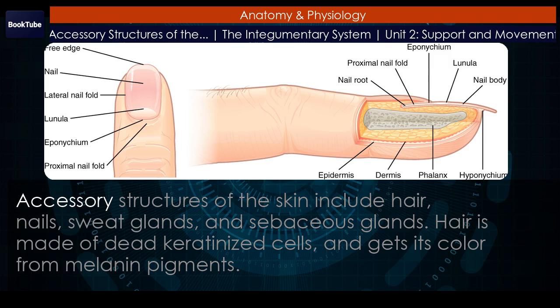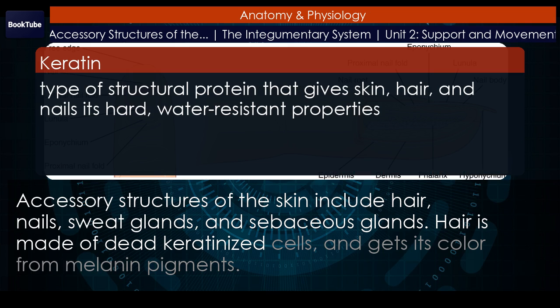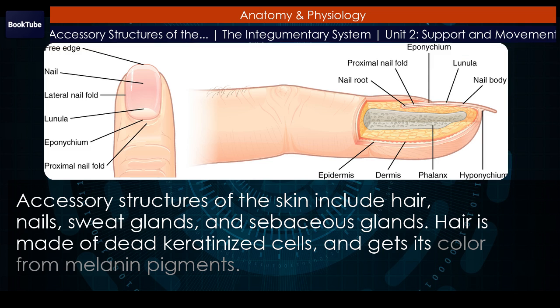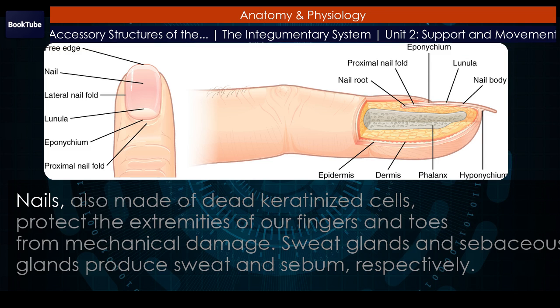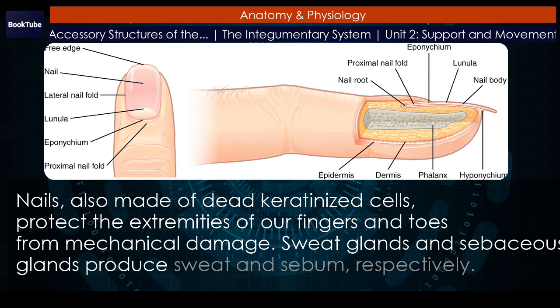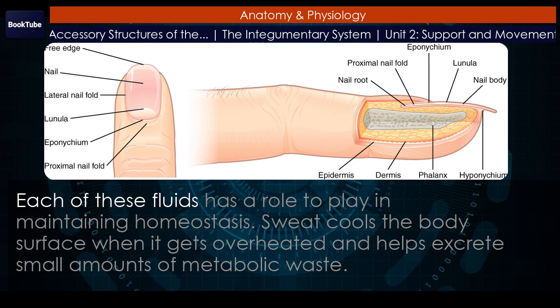Chapter Review. Accessory structures of the skin include hair, nails, sweat glands, and sebaceous glands. Hair is made of dead keratinized cells and gets its color from melanin pigments. Nails, also made of dead keratinized cells, protect the extremities of our fingers and toes from mechanical damage. Sweat glands and sebaceous glands produce sweat and sebum, respectively. Each of these fluids has a role to play in maintaining homeostasis.